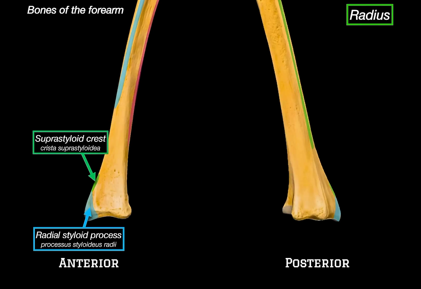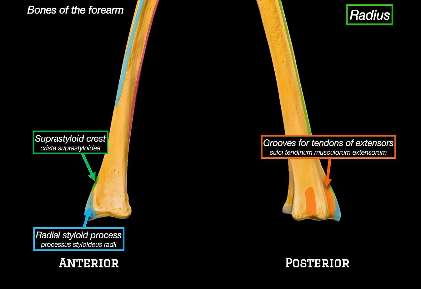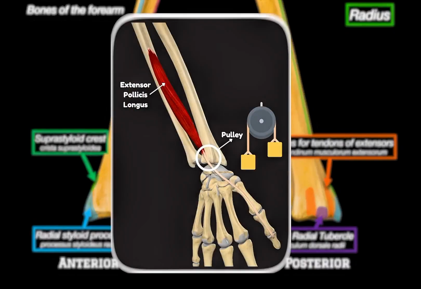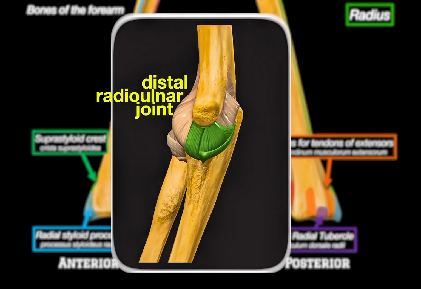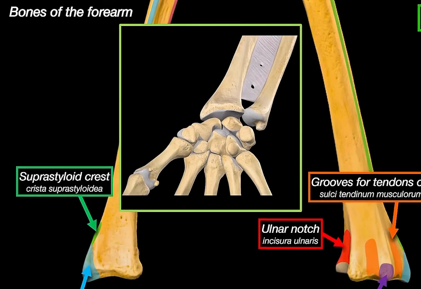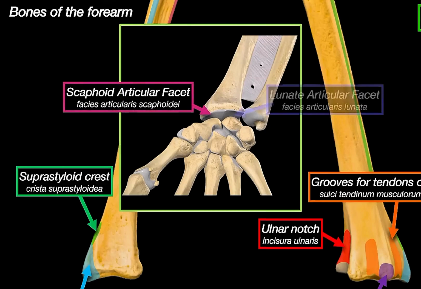On the posterior surface, several grooves guide the tendons of extensor muscles as they travel into the hand. Nearby is the dorsal radial tubercle, also called Lister's tubercle. This small projection functions like a pulley, guiding the tendon of the extensor pollicis longus muscle. On the medial side, we find the ulnar notch of the radius, which articulates with the head of the ulna to form the distal radio-ulnar joint. The inferior surface of the distal radius forms the radiocarpal joint, which is the primary joint of the wrist. This surface has two articular areas, one for the scaphoid, one for the lunate.